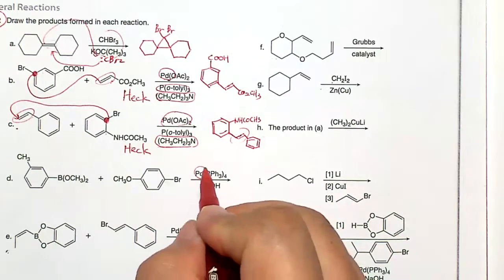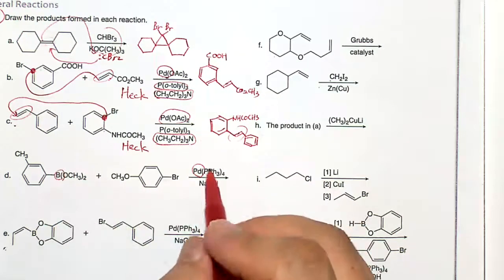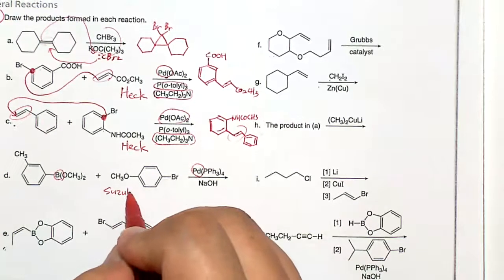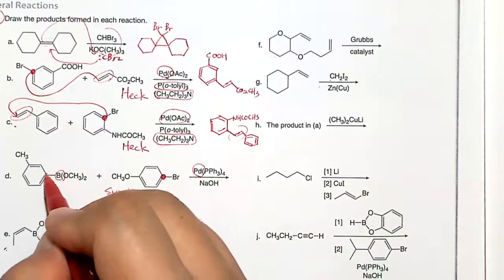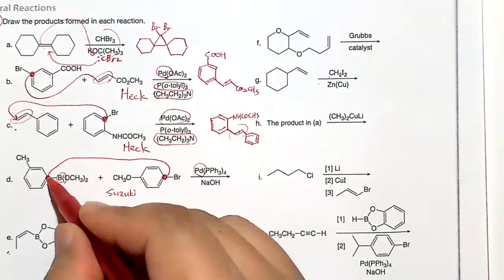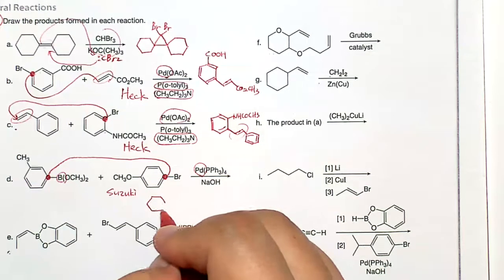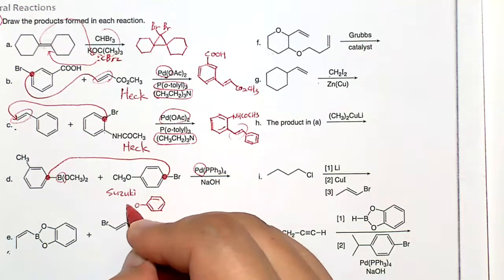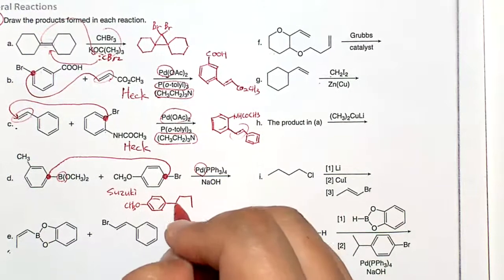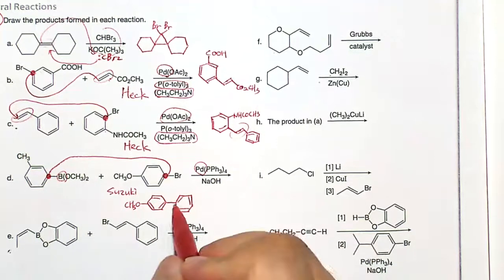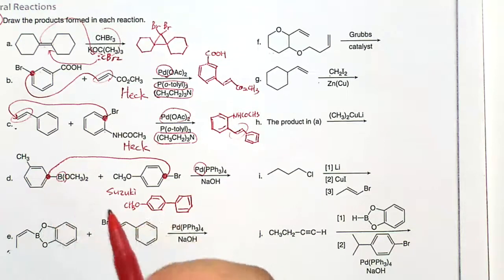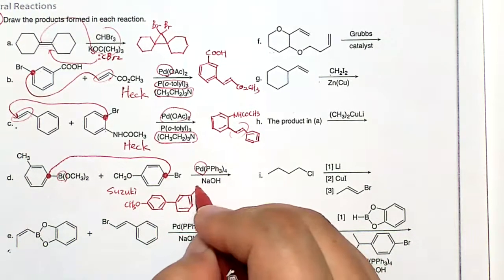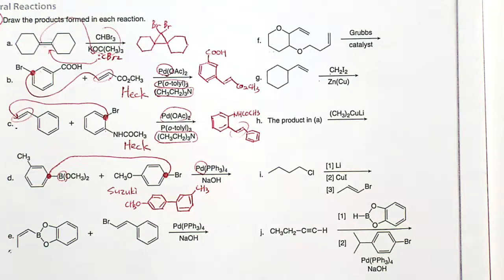D is palladium, boron, this is Suzuki coupling, carbon next to halogen, carbon next to boron. This will make bond. OCH3. This carbon will make bond to this carbon. This carbon is meta to this methyl group. This toluene, this is meta-boro, meta position. So you have CH3 on the meta position. Right.